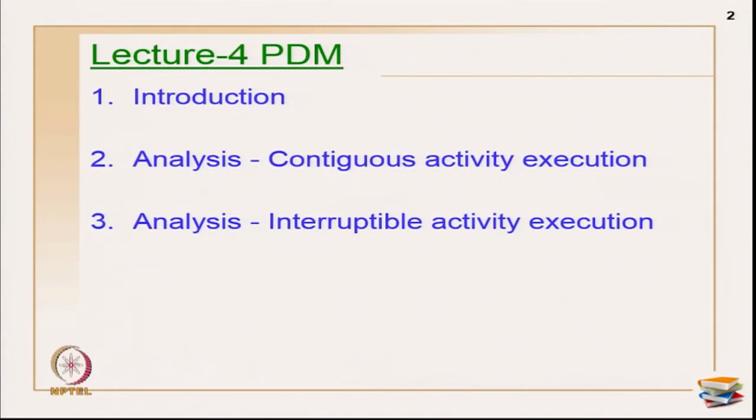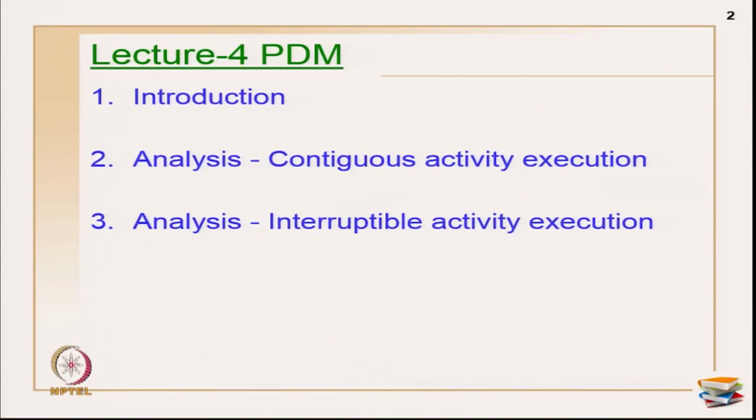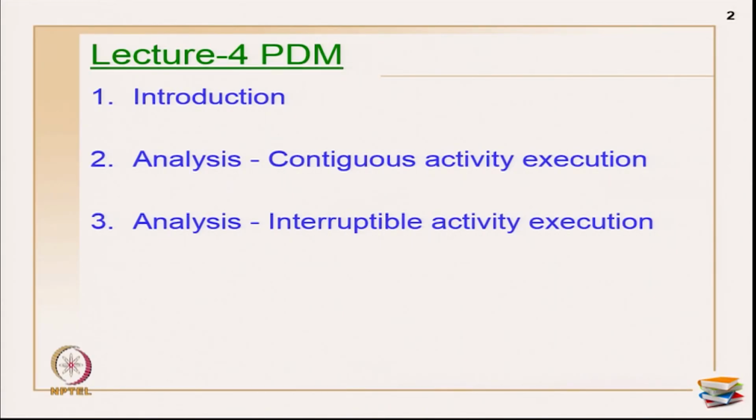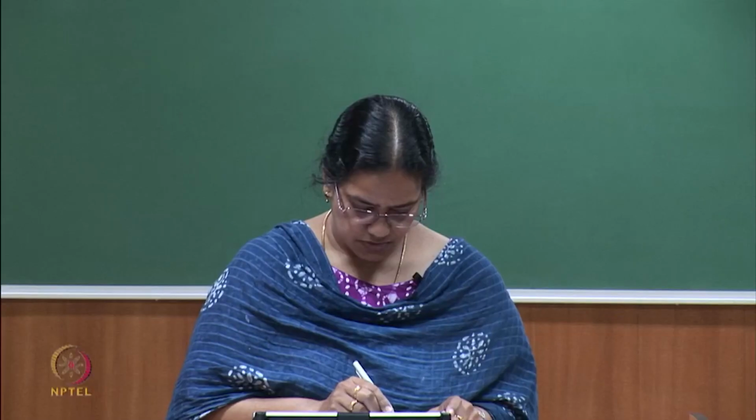So, the lecture outline for today's class will be like this. I will introduce what is PDM, how to draw a PDM and so on. And then for network analysis, we primarily have two different methods. One is contiguous activity execution and the other one is interruptible activity execution. In the sense, when an activity starts, in the first case it does not stop in the middle and it executes till the end. In the second case, it can have a break in the middle of the execution as well. So, we will see how the analysis goes.